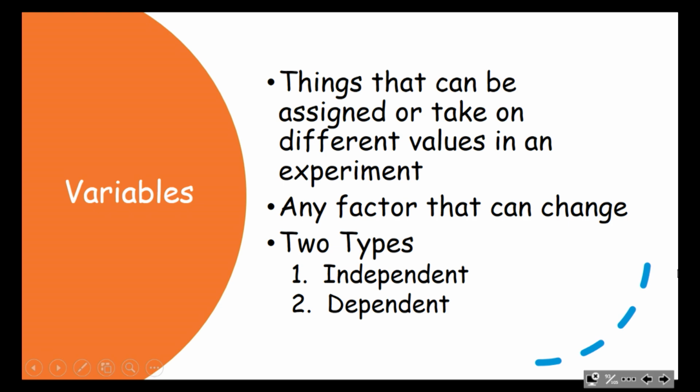Any factor that can change is a variable. And there's 2 types of variables that are very important when you're doing a lab. That's independent variables versus dependent variables. Let's talk about what those are.